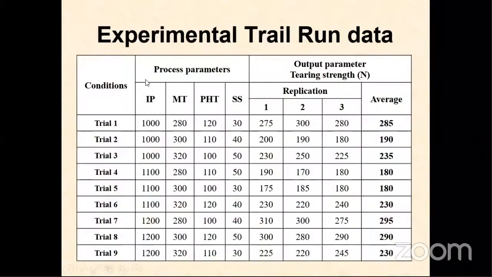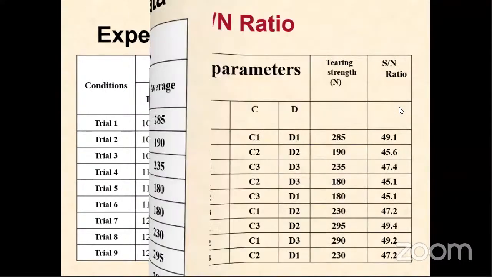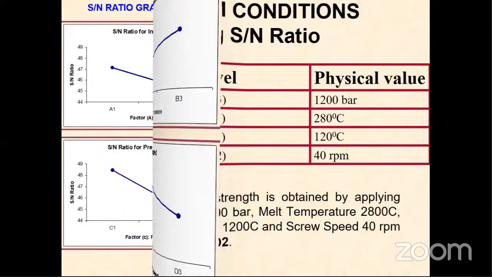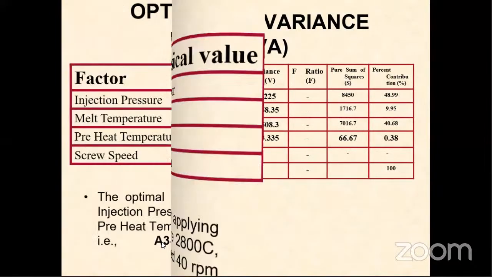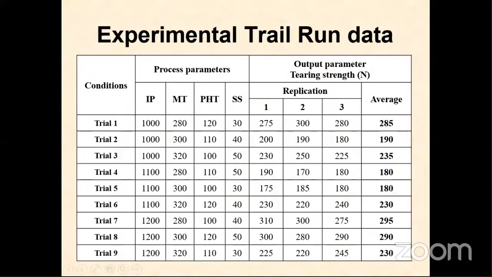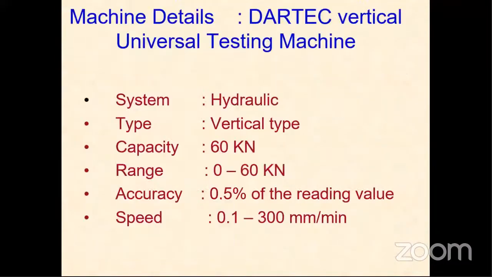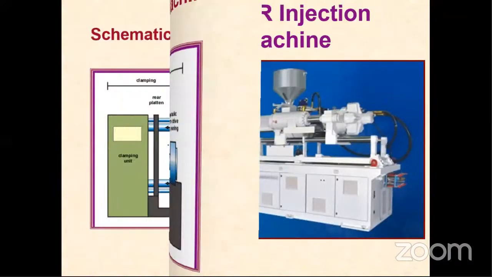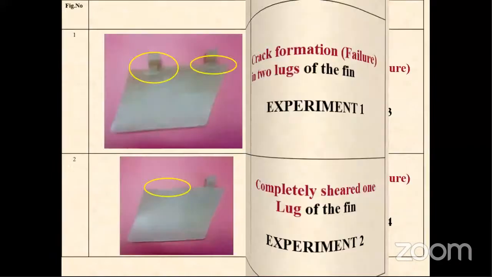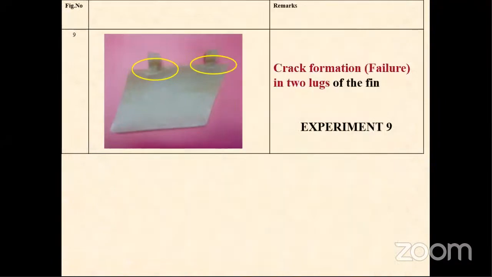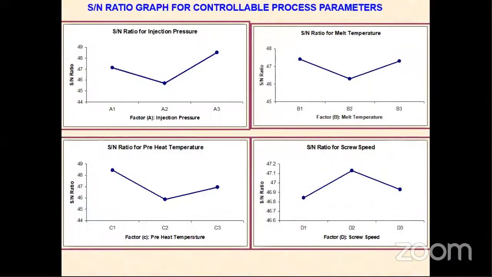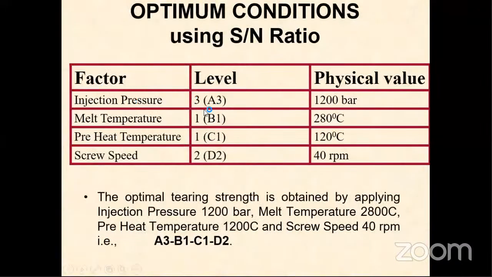You could see here what are my input process parameters, what are my trial conditions. I made three replications and then calculated the average, and then I did S/N ratios, all those things. At last, I will end up like this with A3. What is this A3? That's important. You just go back and see the levels. A3 meaning injection pressure at third level, the physical value is 1200 bar. B1, meaning level 1, melt temperature, 280 degree centigrade. C1 and D2, this combination.